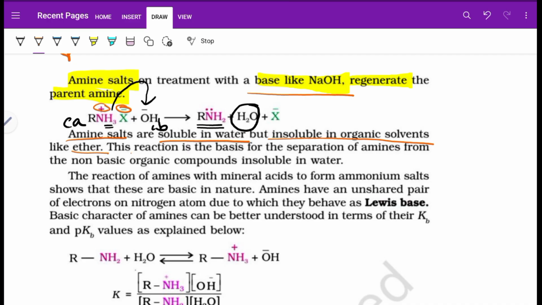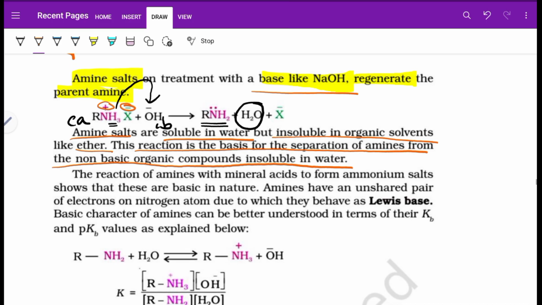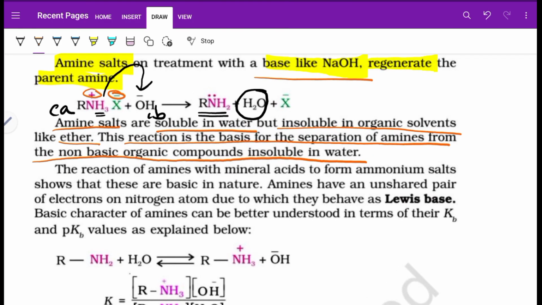Thus, this reaction is the basis for the separation of amines from non-basic organic compounds insoluble in water. Why? Now, we have seen in our previous classes, class 10, class 9, that we can separate compounds based on their solubility effect. Suppose a compound is soluble in organic solvent and the other is soluble in polar solvents like water. So I can always use the solubility method to separate them.